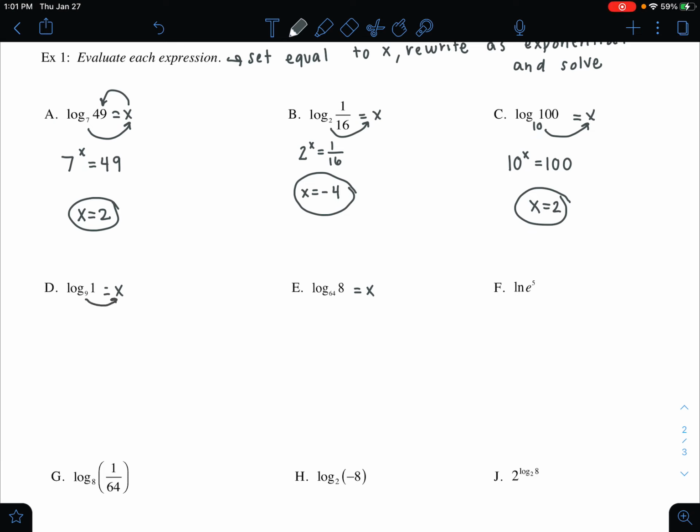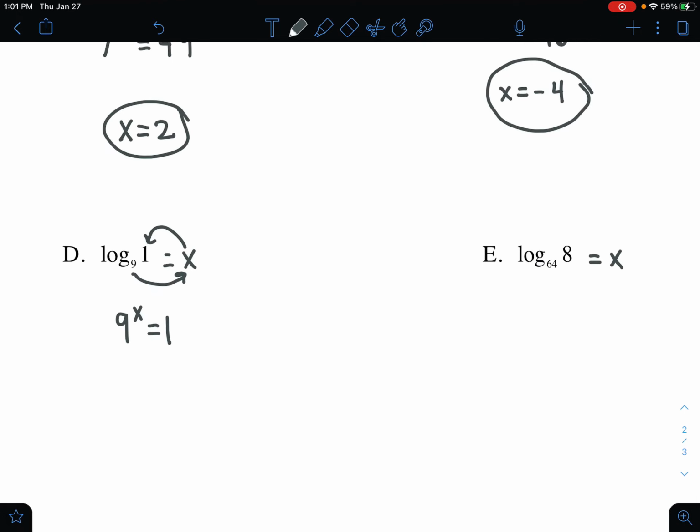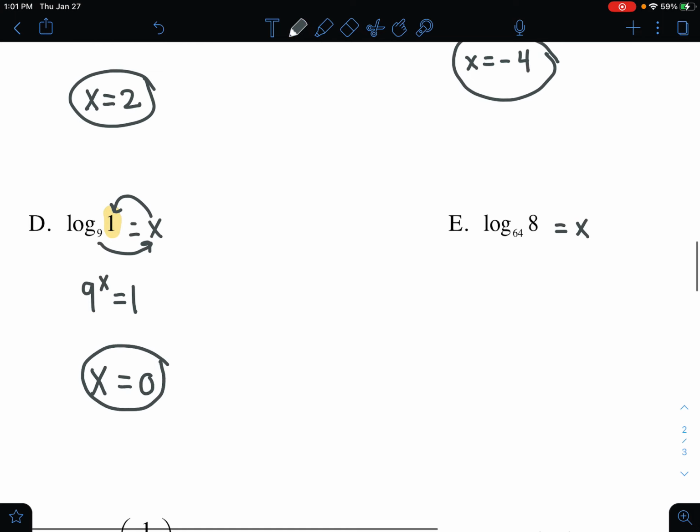Again, taking a look, let's rewrite as an exponential. We have our base to the power of some unknown number is equal to 1. Anything to the what power is equal to 1? Anything to the 0 power equals 1. So if you ever have an argument here, if that number is 1, you automatically know 0.